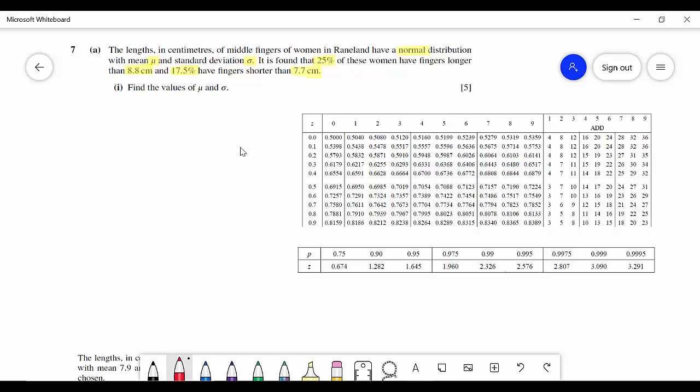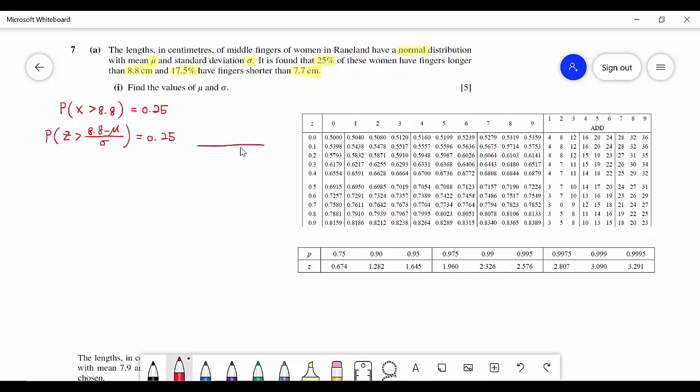Okay, so from the information that they give us, the first one is longer than 8.8 cm, the probability is 0.25, the 25%. Now you need to use this information to create one equation that consists of mu and sigma. So from x, you want to change it to z, standardize it. So 8.8 minus the mean divided by standard deviation for normal distribution equals 0.25.